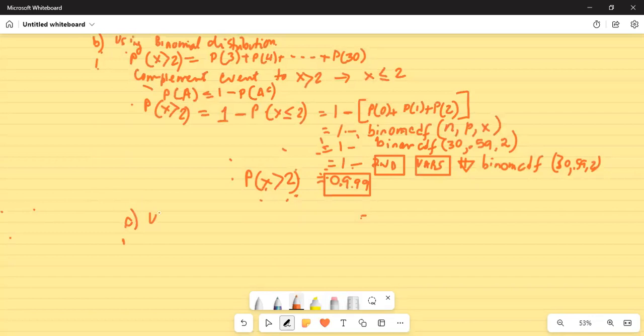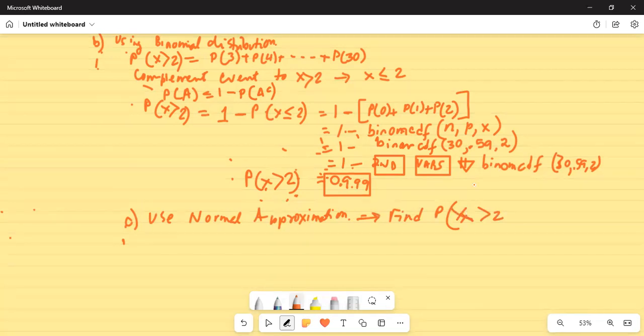Part C. Use normal approximation. Find P of X greater than 2.